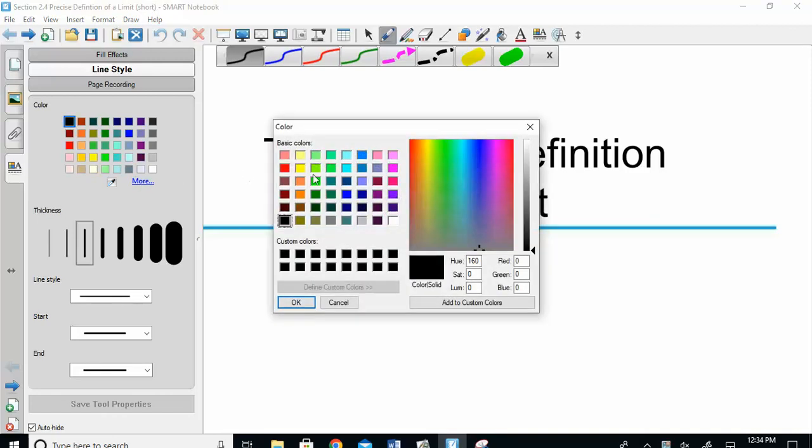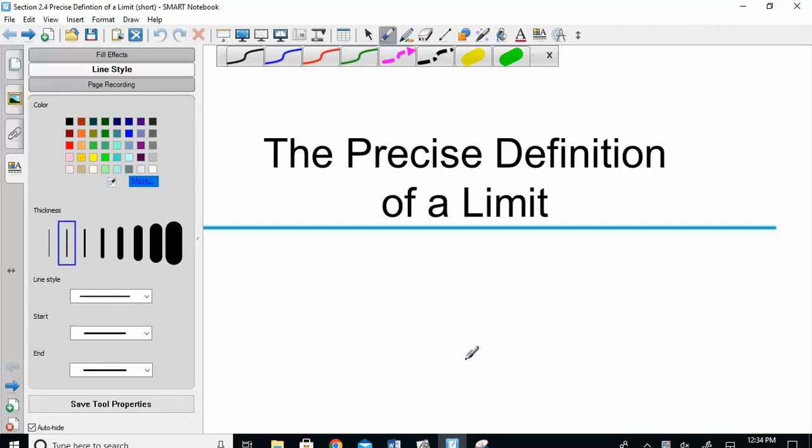So, next section, we are talking about the precise definition of a limit.